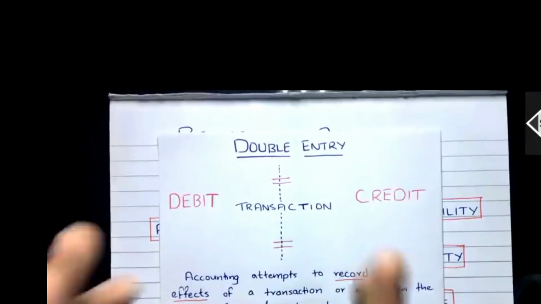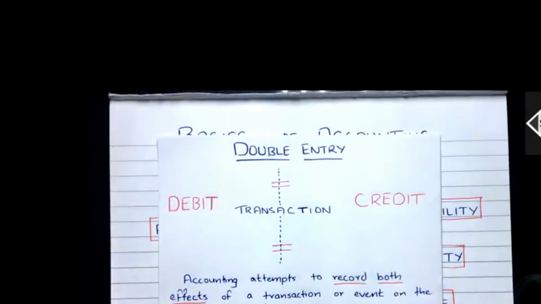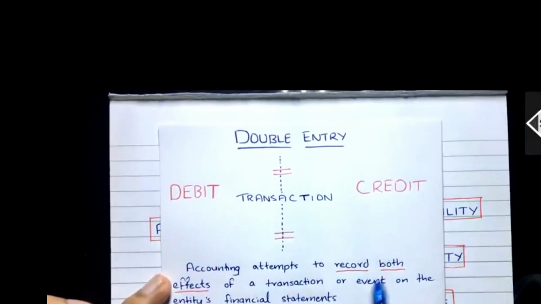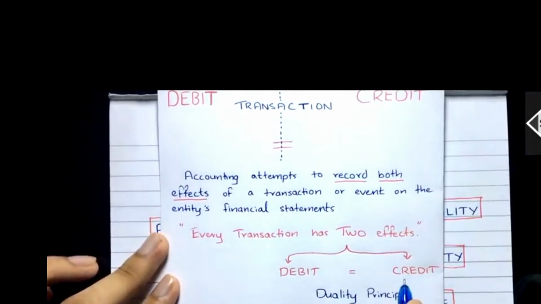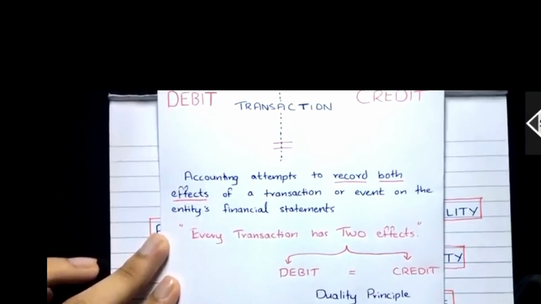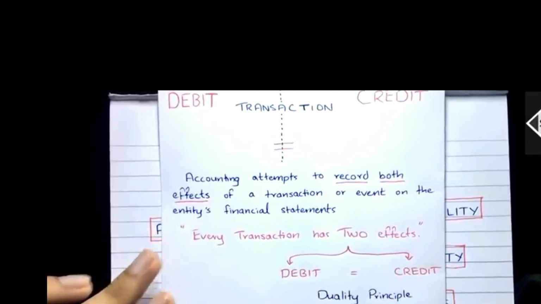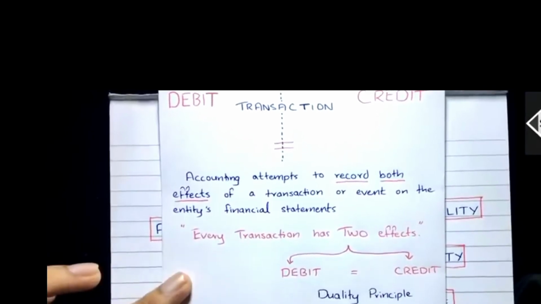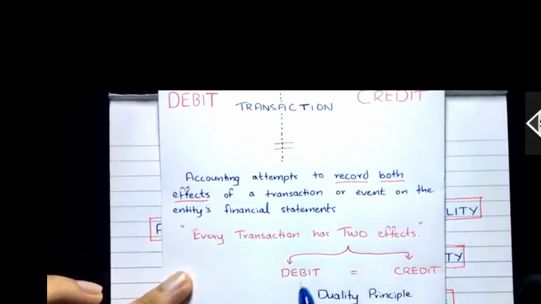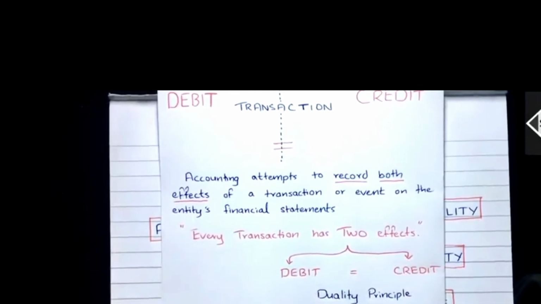We'll come to that. See here, we were in double entry. In double entry, it means that every transaction has two effects, debit and credit, and both of them are recorded. Accounting attempts to record both effects of a transaction or event on the entity's financial statements. Those two effects are, as I said, debit and credit. Every transaction will have one debit, one credit, and the effect of them will always be equal. That's the duality principle. Debit and credit represent the duality principle or dual aspect principle of accounting. The effects will always be equal. LHS equal to RHS. Clear? So this is what double entry is.